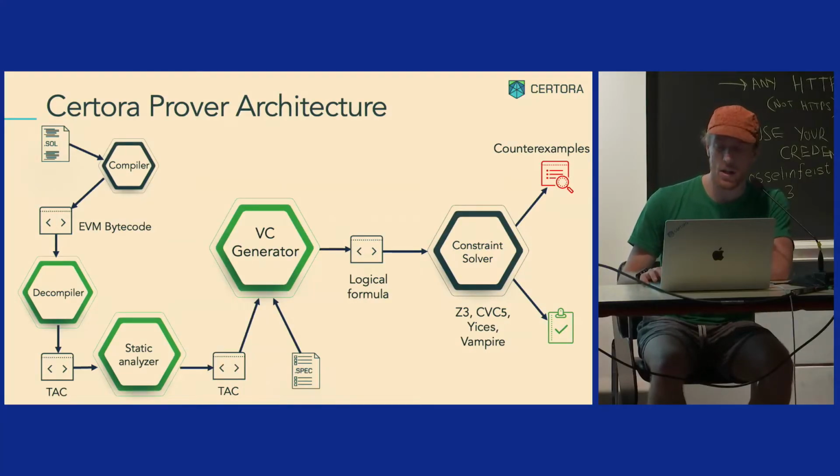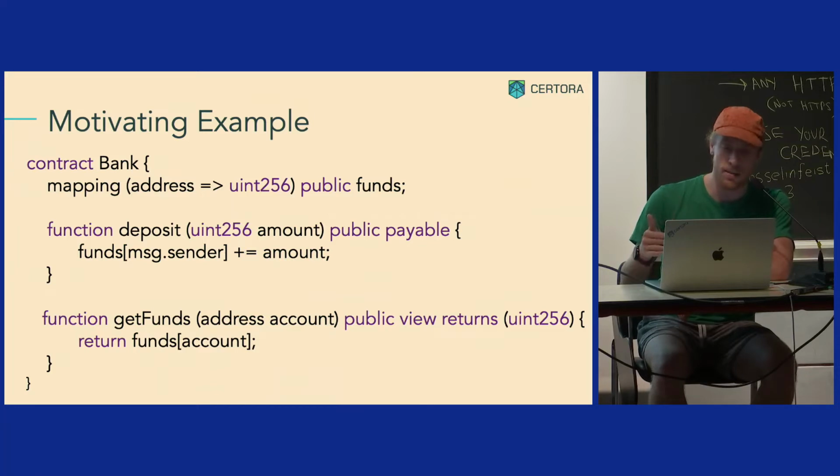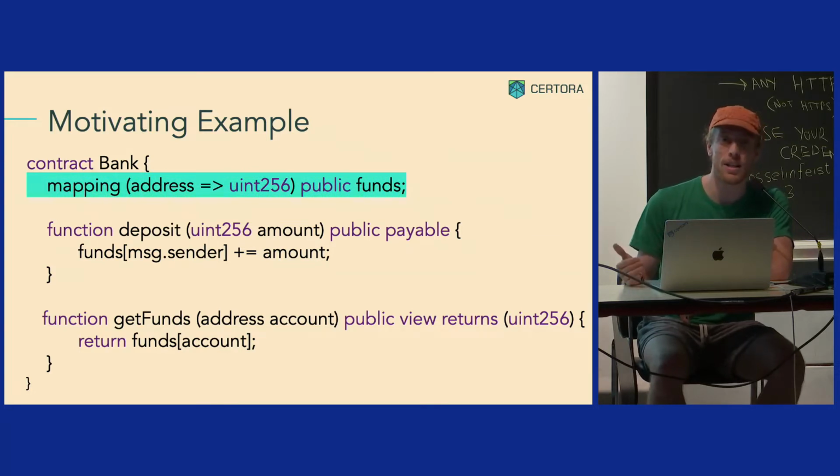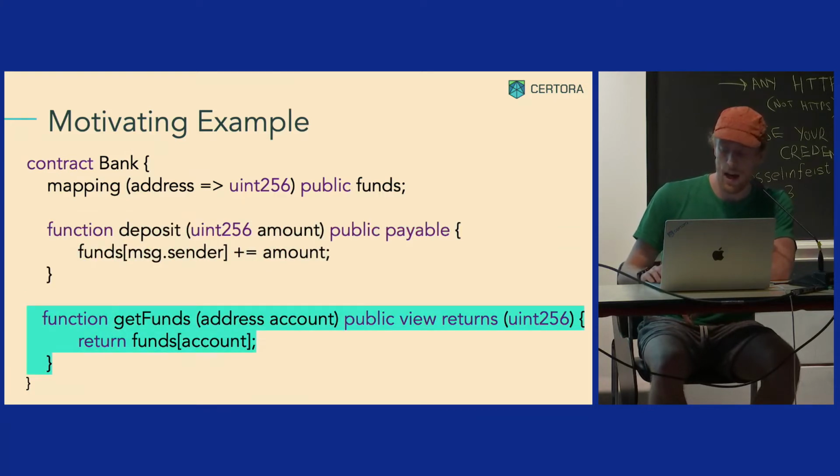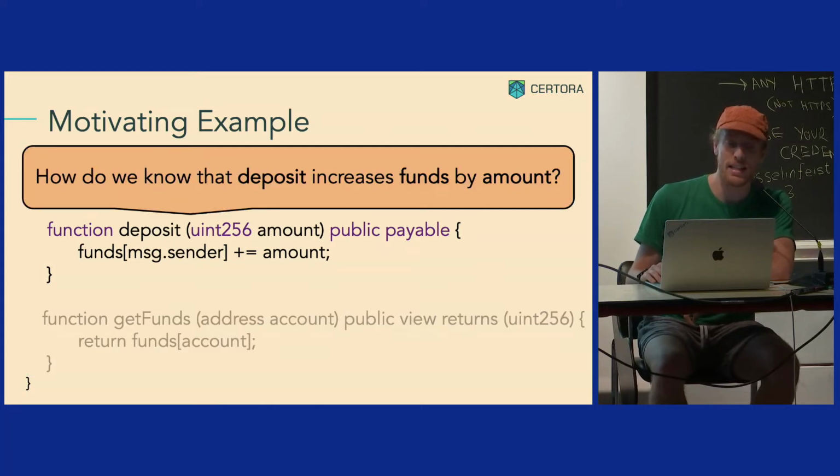So throughout this talk, we're going to look at a motivating example here. Pretty simple, probably much simpler than what you saw yesterday. But it'll kind of show us the basic points. We have some state that can get modified. So we have a funds mapping, and we have a couple methods. One that changes the state, and one that views the state. So deposit, getFunds.